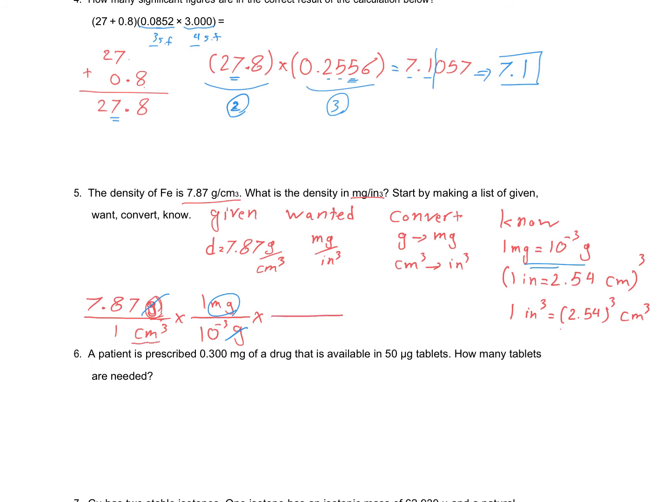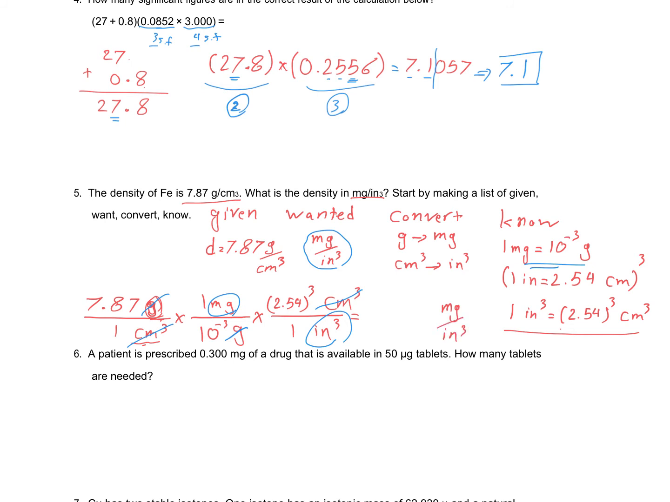So I have cubic centimeter on the bottom. I want to get rid of that, so I have to put that on top so it can be cancelled with that. And from my equality here, I can say that 2.54 cubed is 1 inch cubed. So I can cancel this with this one, so I have cubic inch. So the units left is milligram per cubic inch, and that's what we want. So as soon as we are good with the unit, we are done. Okay, so it's milligram per cubic inch.